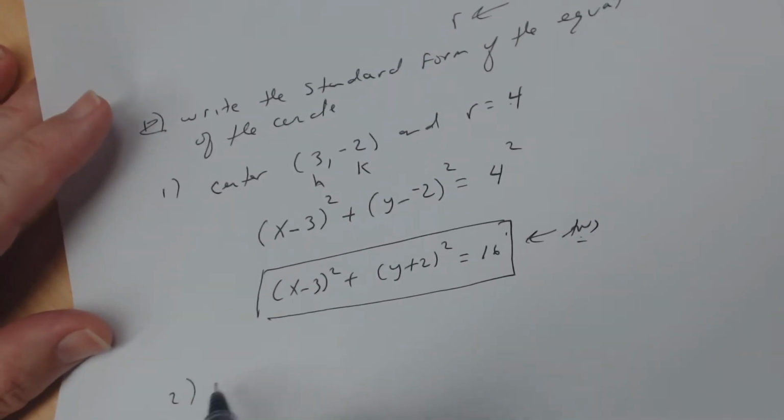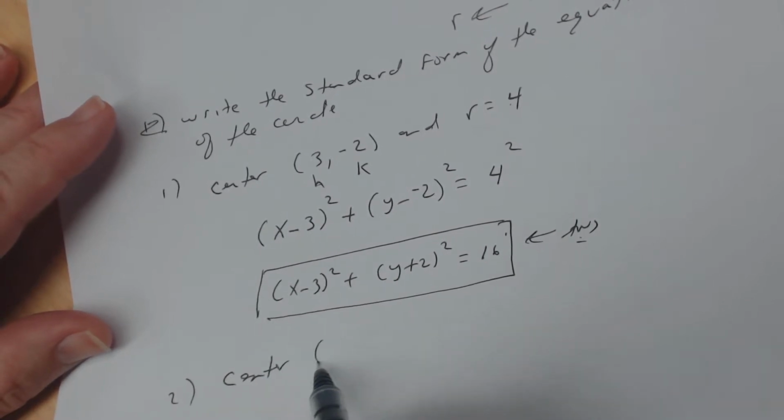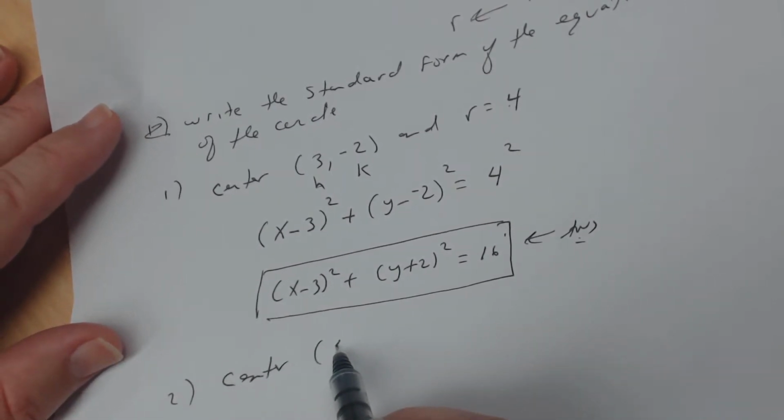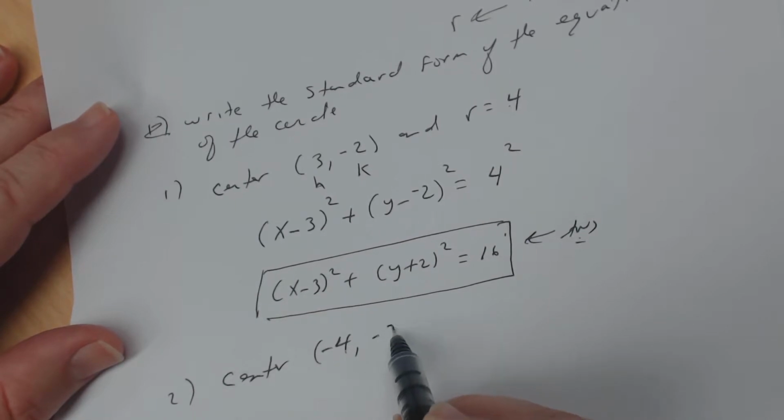Right, number 2, suppose the center is negative 4 comma negative 2.